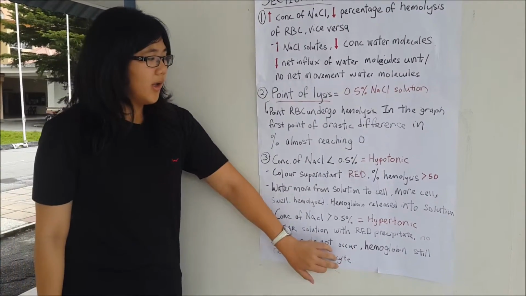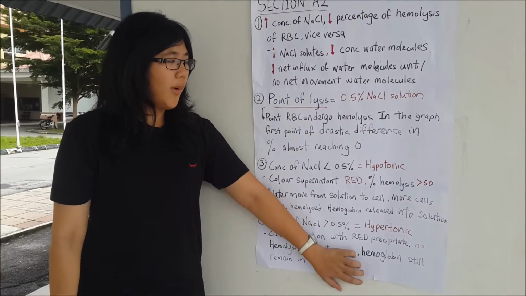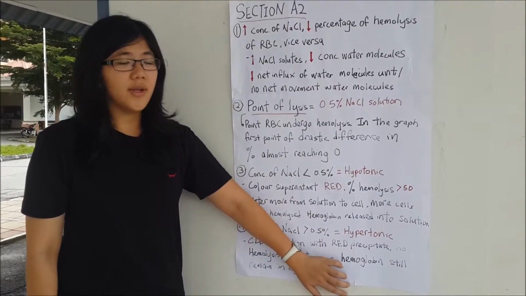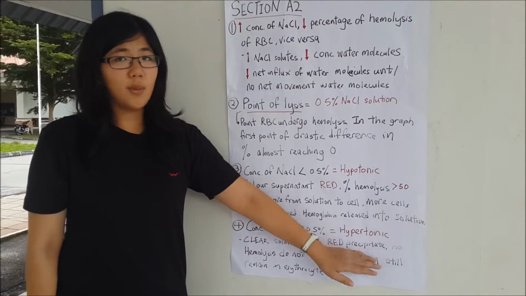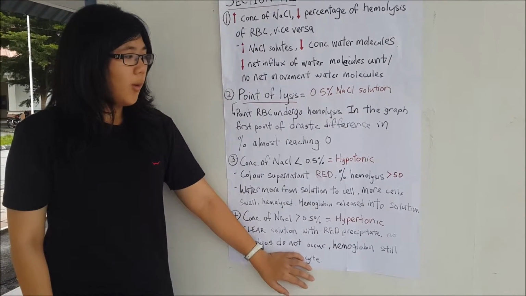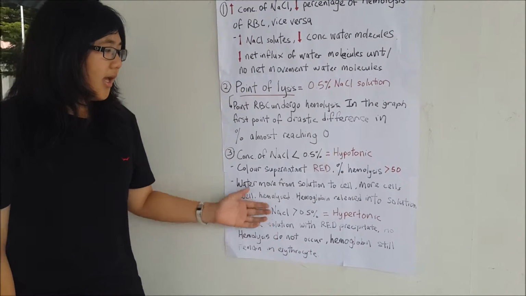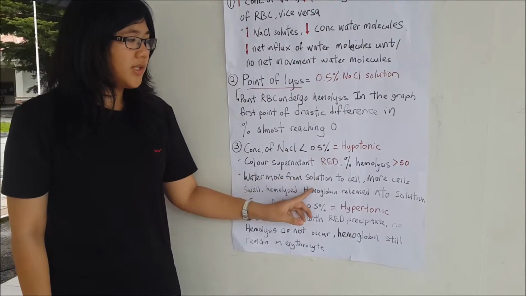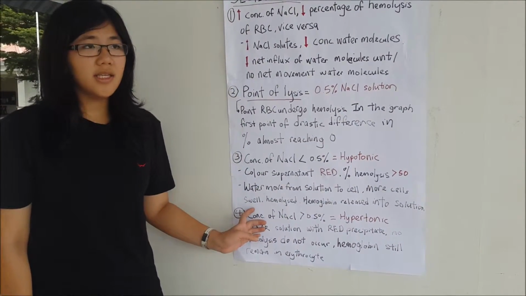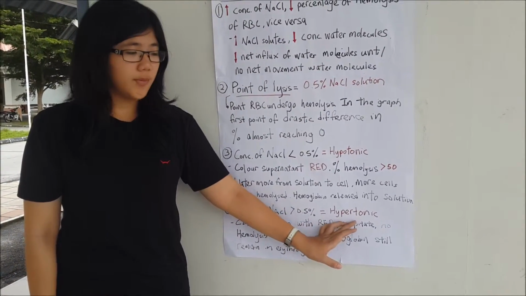And therefore, when the concentration of NaCl solution is below 0.5%, the solution is said to be hypotonic to the red blood cells. When it's hypotonic to the red blood cells, the color of the supernatant is red, where the percentage of hemolysis is greater than 50%. This is because water moves from the solution into the cell, and therefore more cells will swell and be hemolyzed. Hemoglobin is released into the solution.